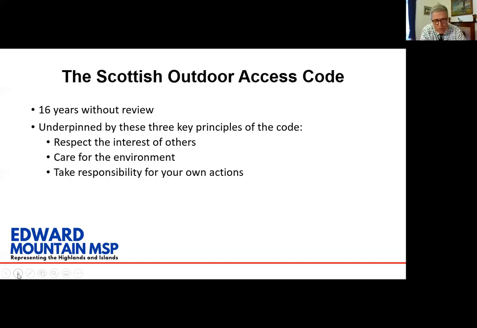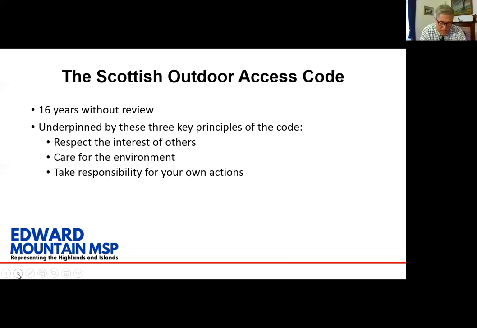But we went through a difficult period and we finally came out with a code, and it was based on the principle of respecting the interests of others, taking care for the environment, and taking responsibility for our own actions. And I summarize that very simply to say that you give and take access responsibly, and it's a two-way situation.